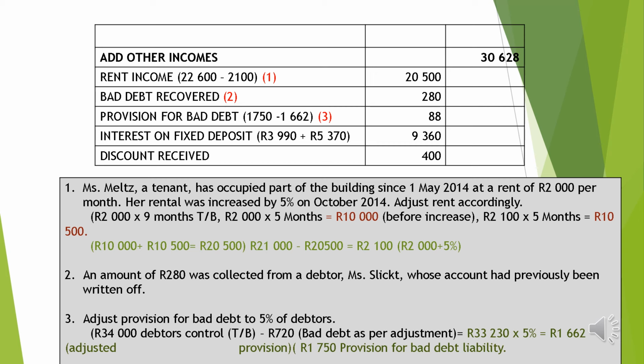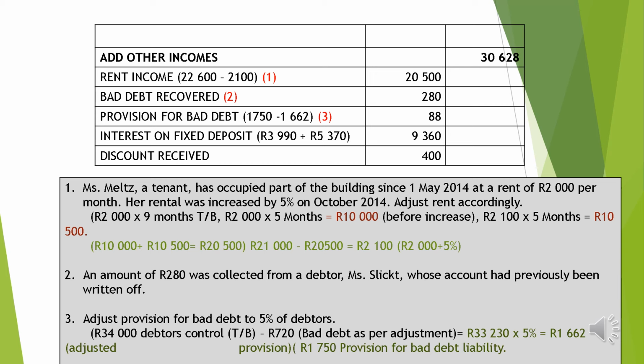Then we go to your interest on fixed deposit. Interest on fixed deposit, we are having 3,990 as per your trial balance. Then what we need to do there, we need to go to the trial balance again and check on the investment, this fixed deposit. And this fixed deposit is at 12%.